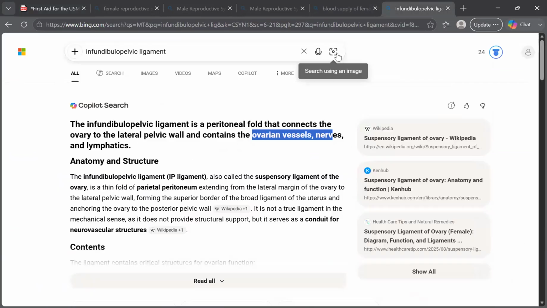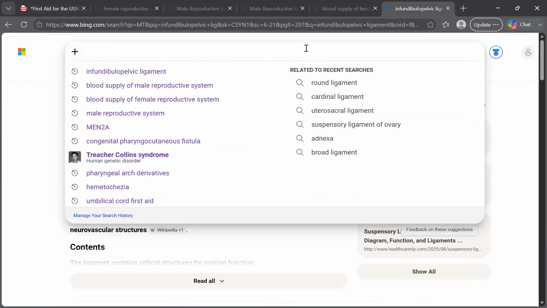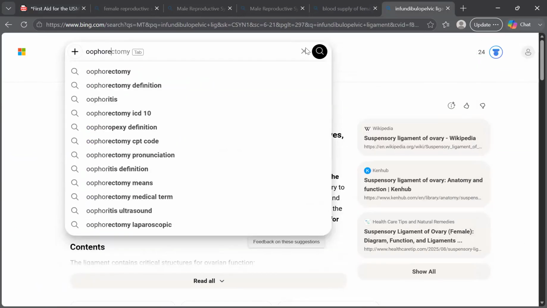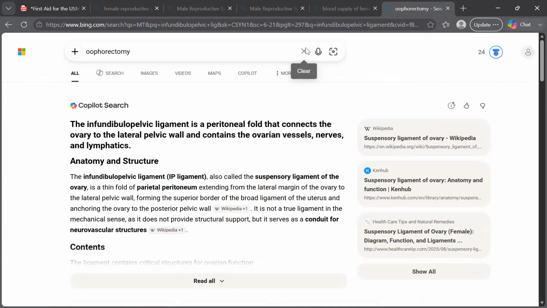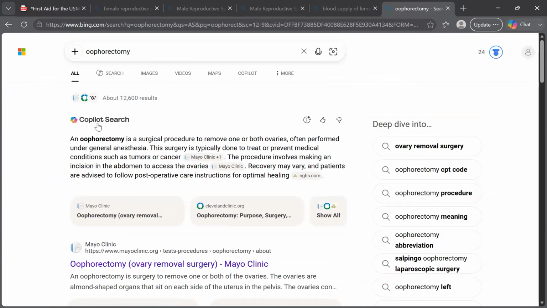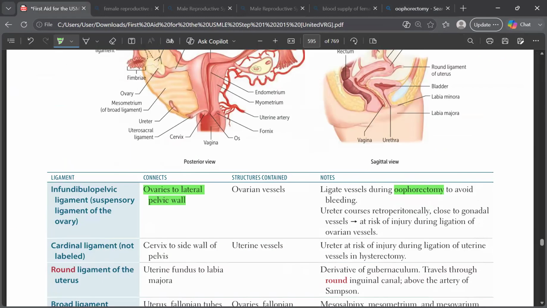All right, so what is an oophorectomy? Oophorectomy is a surgical procedure to remove one or both ovaries under general anesthesia, right? So we ligate the infundibulopelvic ligament during removal of ovaries or oophorectomy, so there's no bleeding.